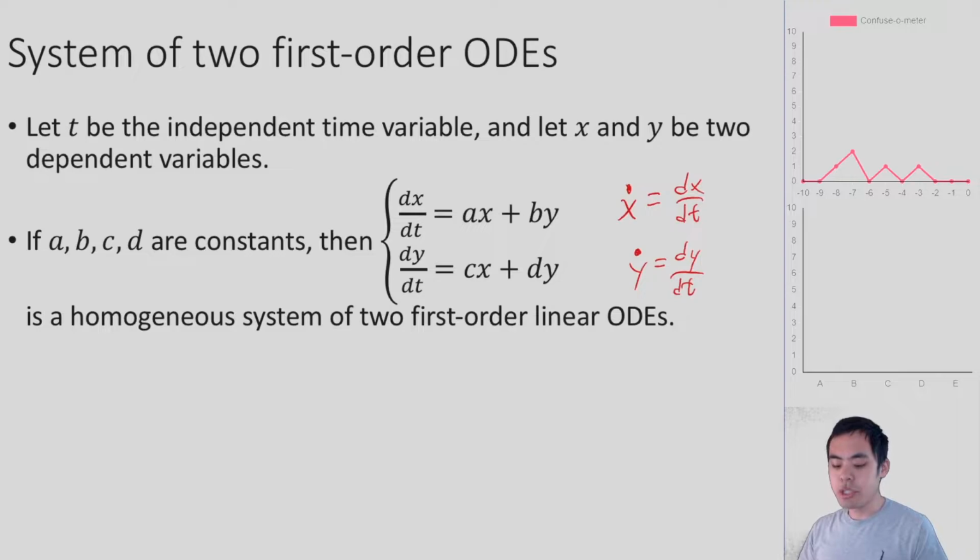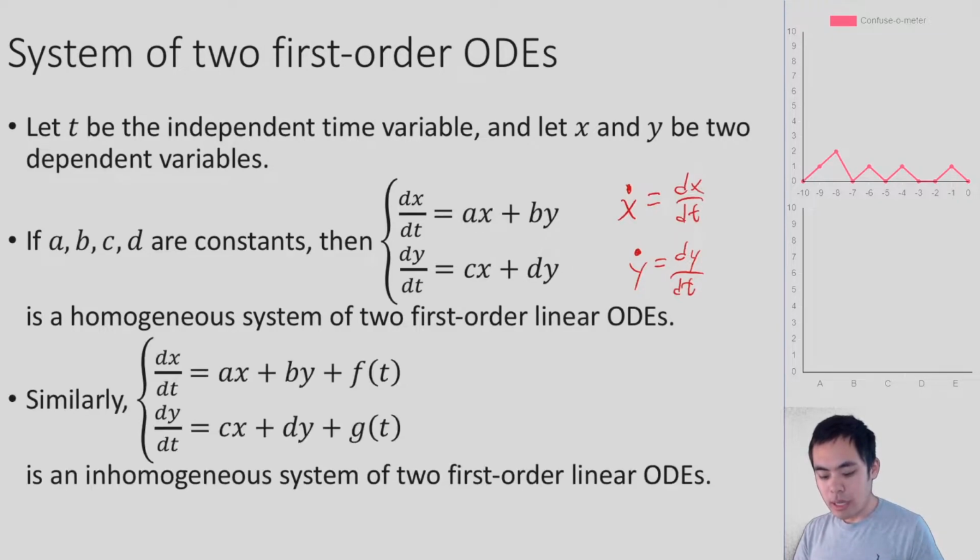So that is a homogeneous system of first-order linear ODEs. Note that these are linear, but they're linear in both variables, so you have both a copy of x and a copy of y times some constant. And we're going to also talk a little bit about an inhomogeneous system of 2 first-order linear ODEs, where you have some f of t or g of t.